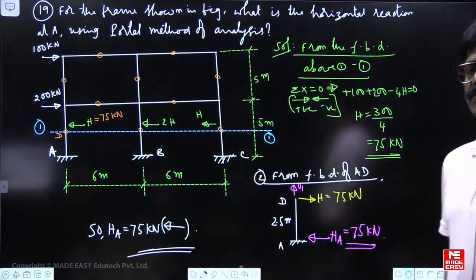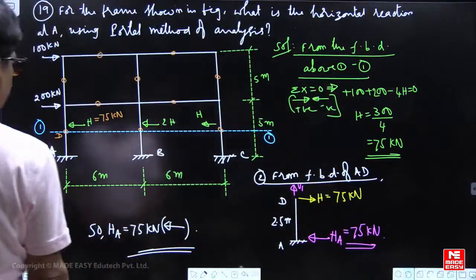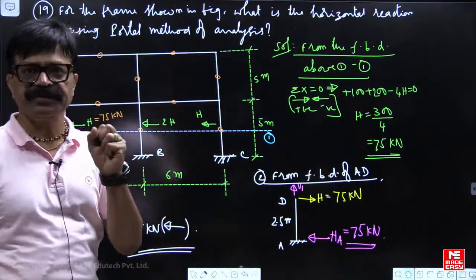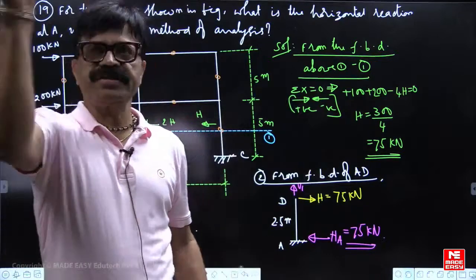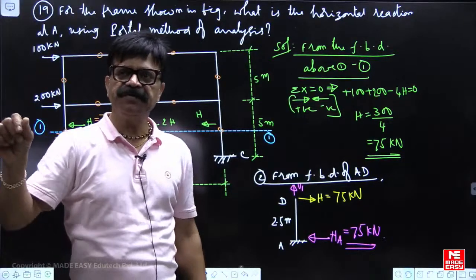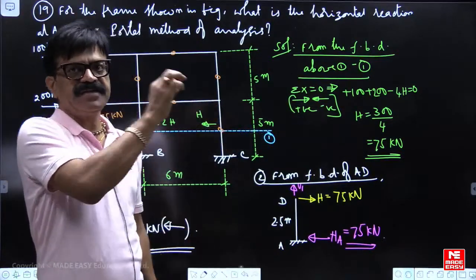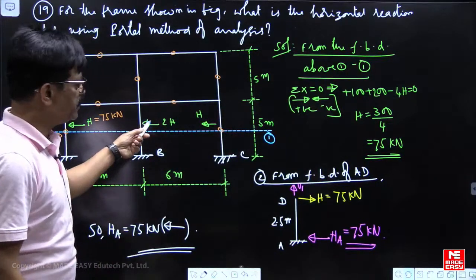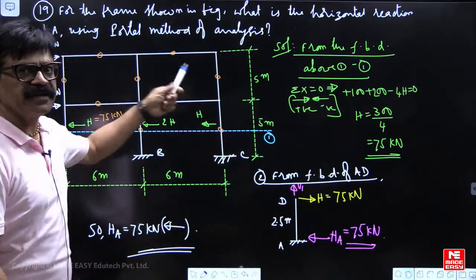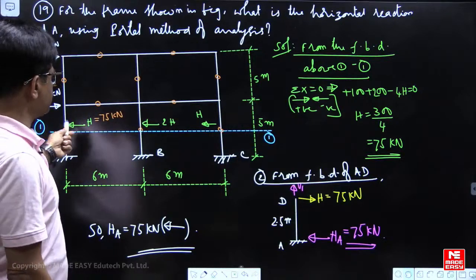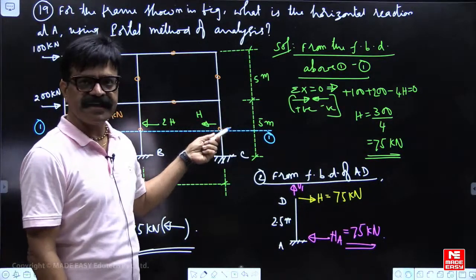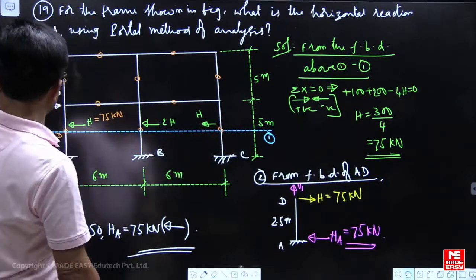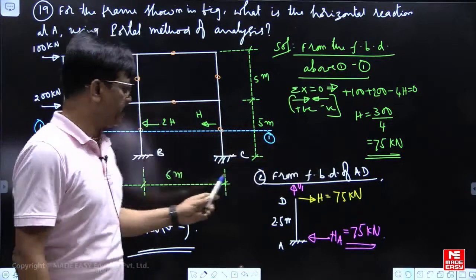Okay. So, horizontal reaction at A becomes like this. These assumptions you have to remember. POC at midpoint of each beam and column. Horizontal shear is assumed to be divided among all columns such that interior column will take twice that of exterior column. If this is H, this will be 2H, this is H. So, 4H is equal to 300, H is 75.